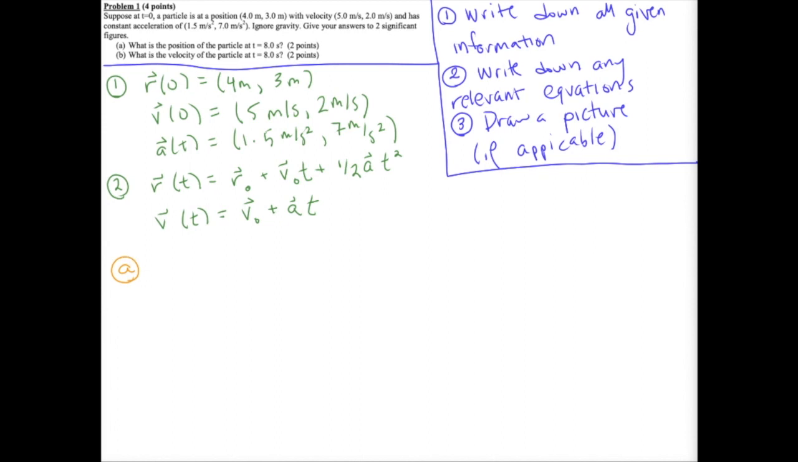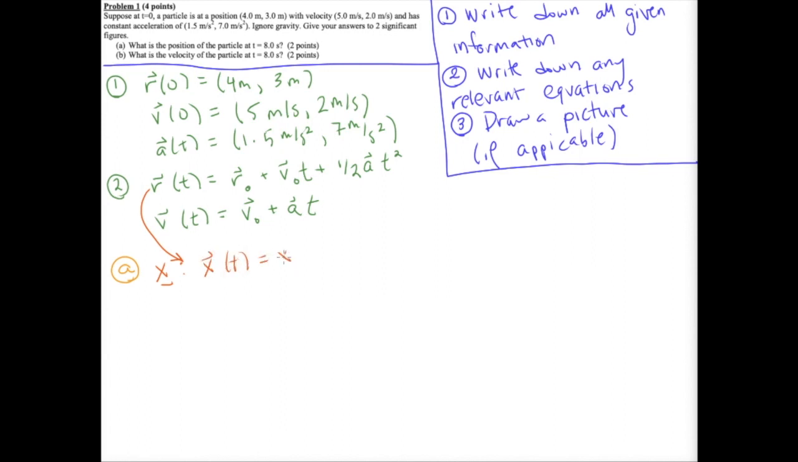All right, so part A, what is the position of the particle at t equals 8 seconds? We know the position at t equals 0 seconds. Now we're going to use our first kinematic equation to find the position at t equals 8. We are going to do this in terms of x and y components separately, so we're going to start with x components.